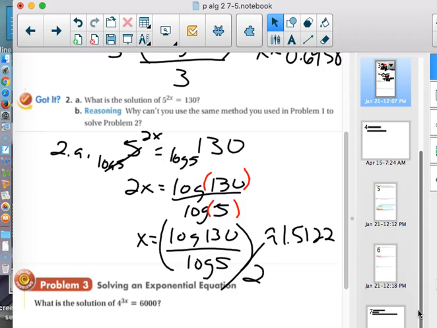Now, B says, why couldn't we use the same method that we did back in problem one, which means getting the bases to be the same for this problem right here? So talk to your partner about the 5 and the 130 and why you wouldn't go after it that way.